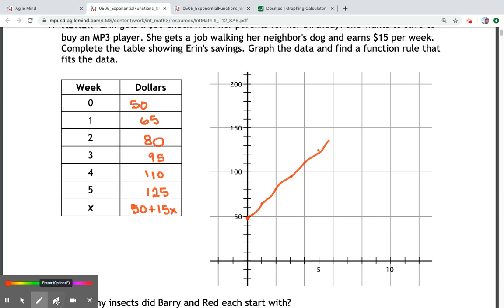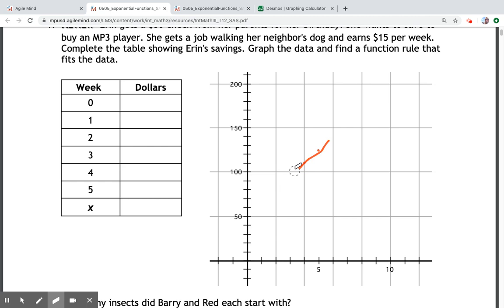I'm going to erase because I don't need all of that. Wow, I thought that was red. It definitely has kind of an orangey feel to it.